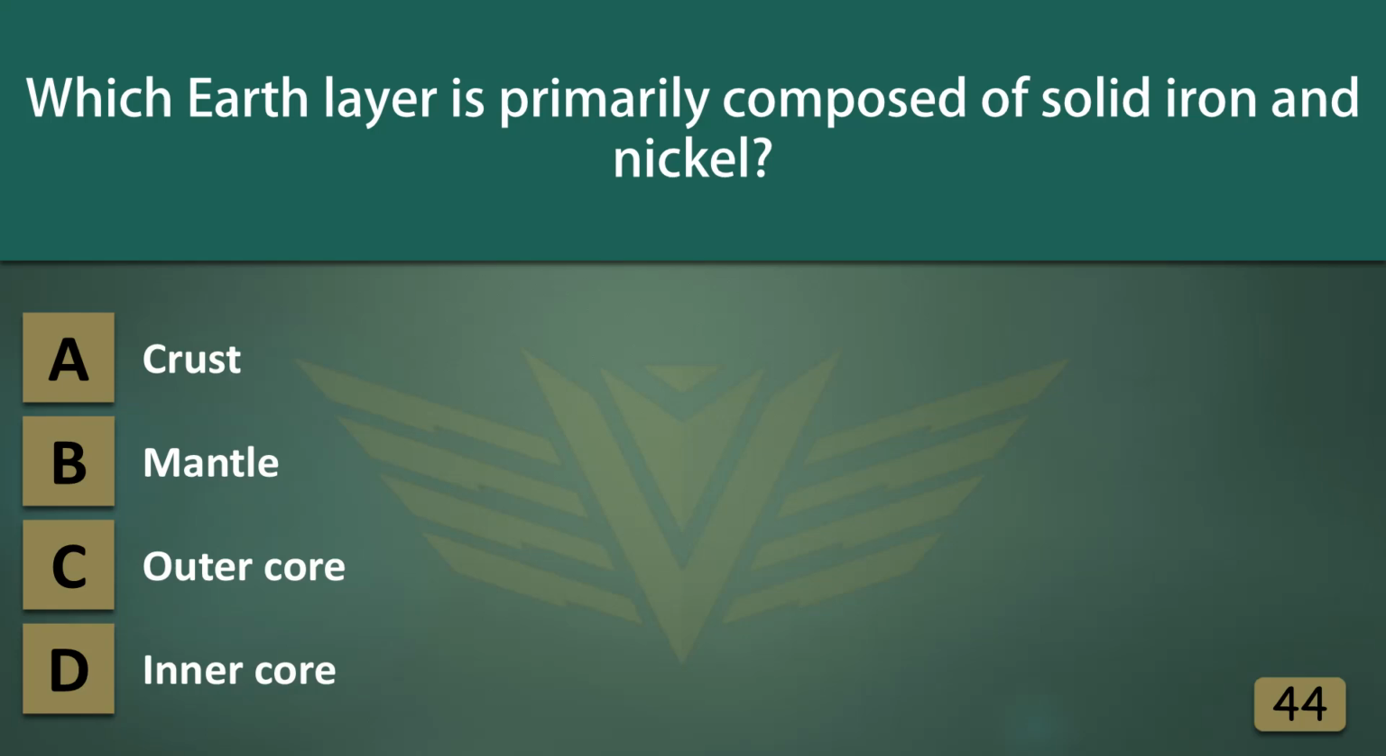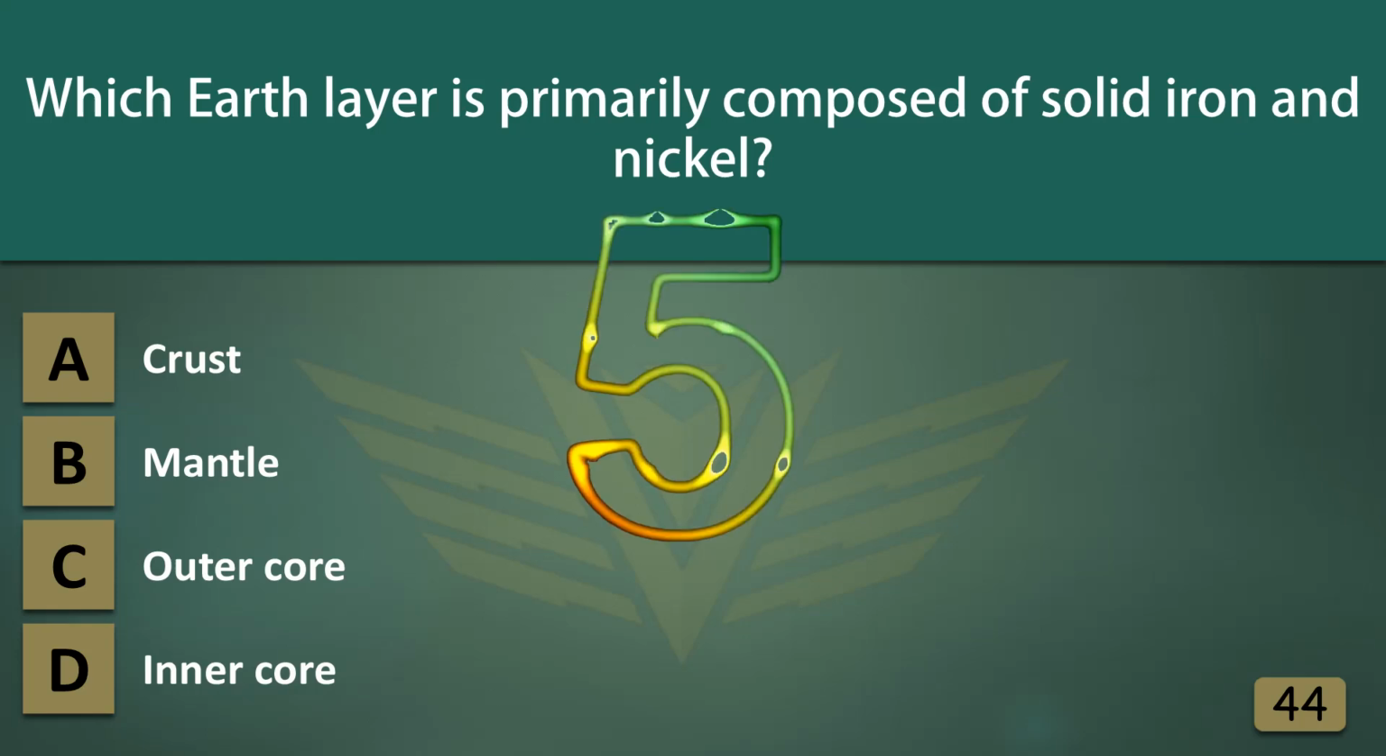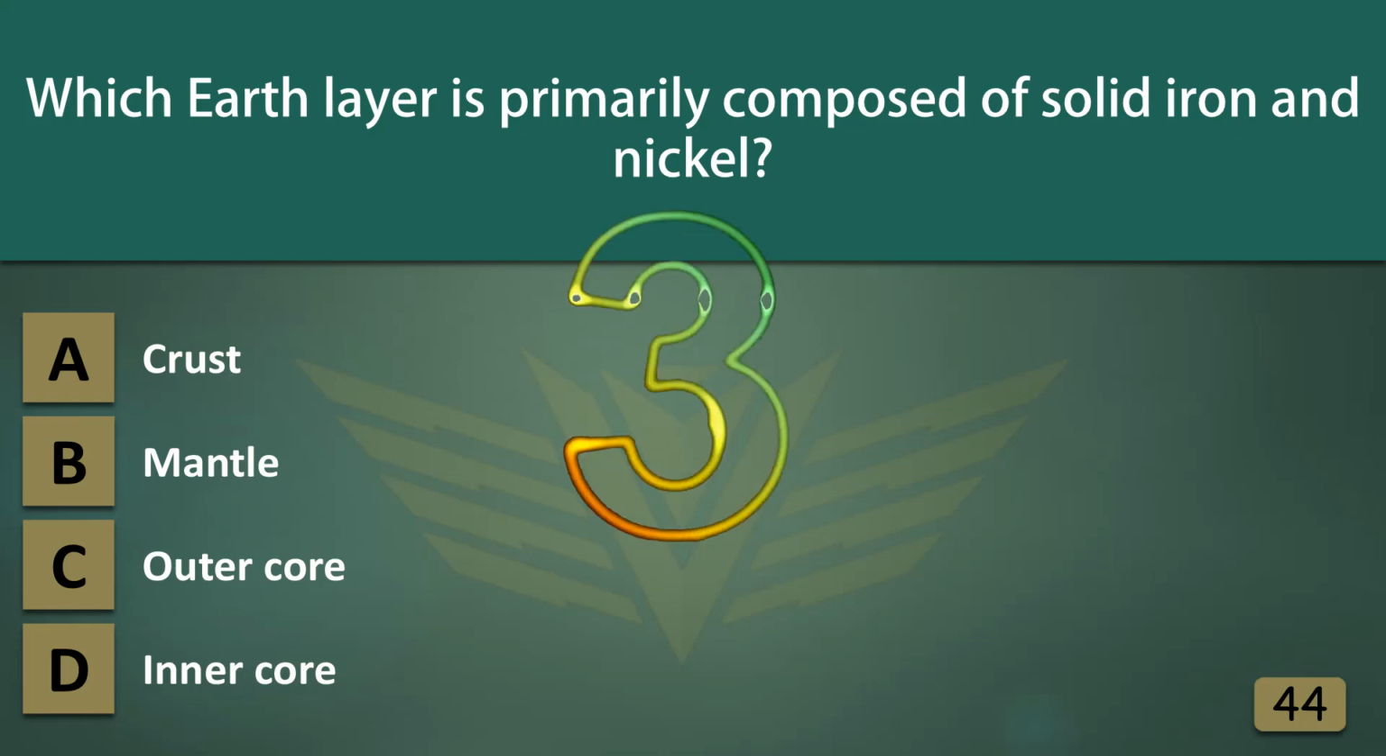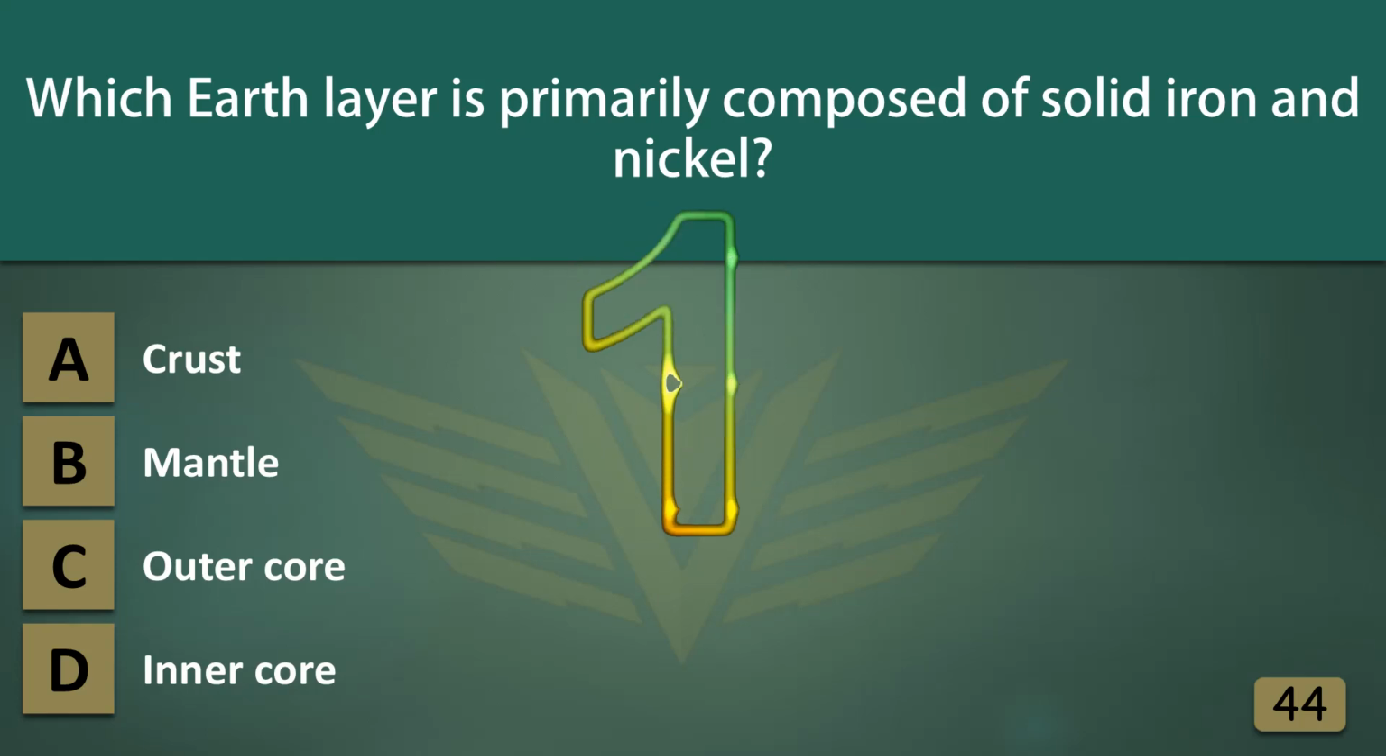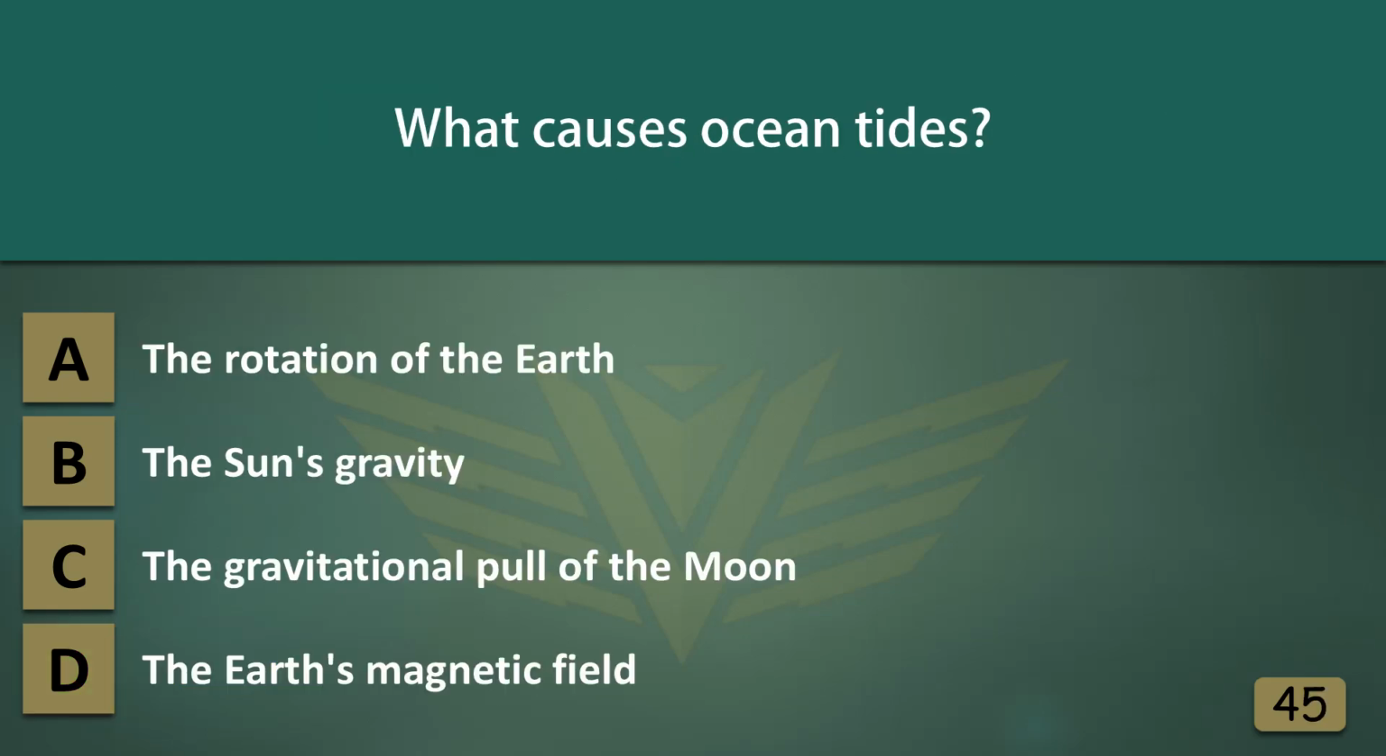Which Earth layer is primarily composed of solid iron and nickel? A. Crust. B. Mantle. C. Outer core. D. Inner core. The correct answer is D. Inner core. The inner core is primarily composed of solid iron and nickel due to the immense pressure at the Earth's center. What causes ocean tides?